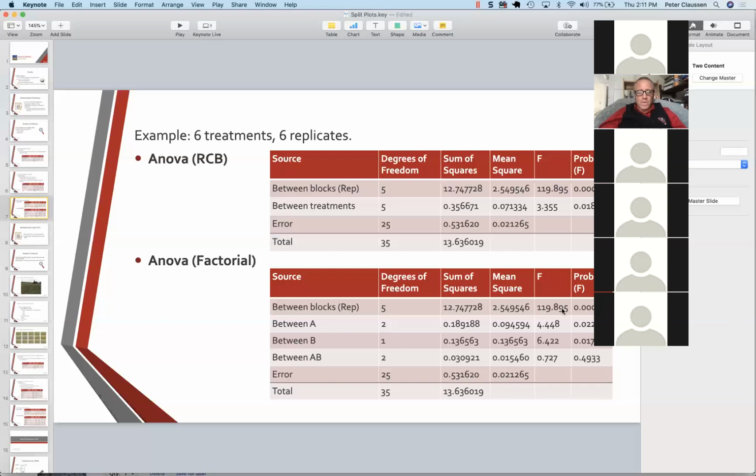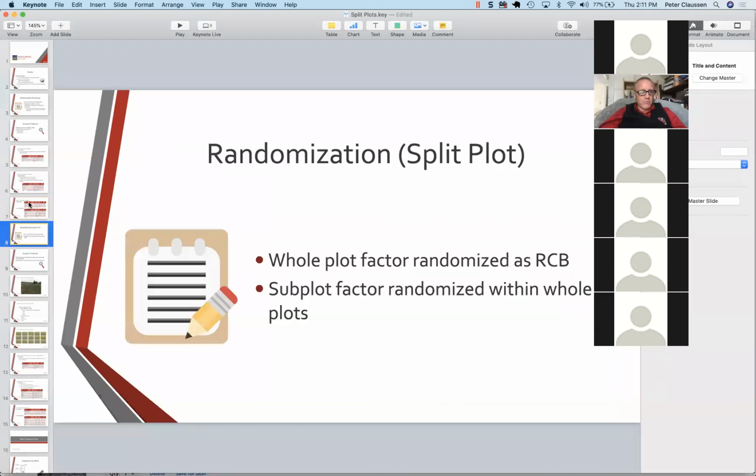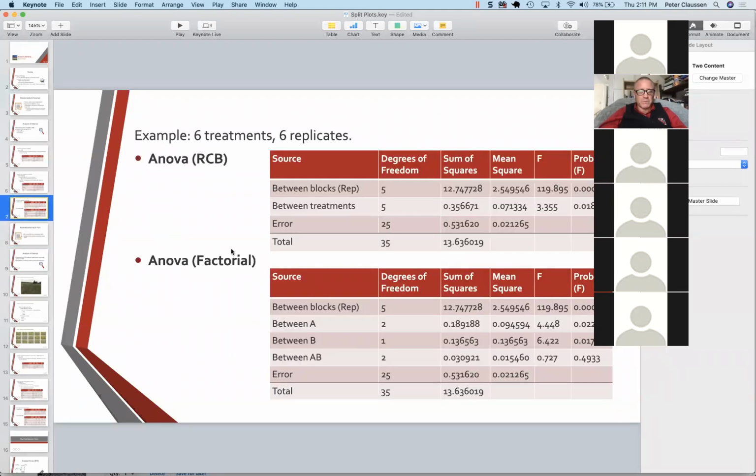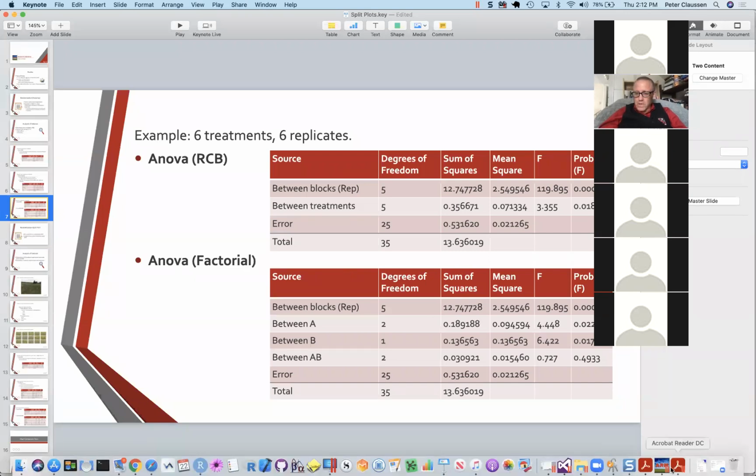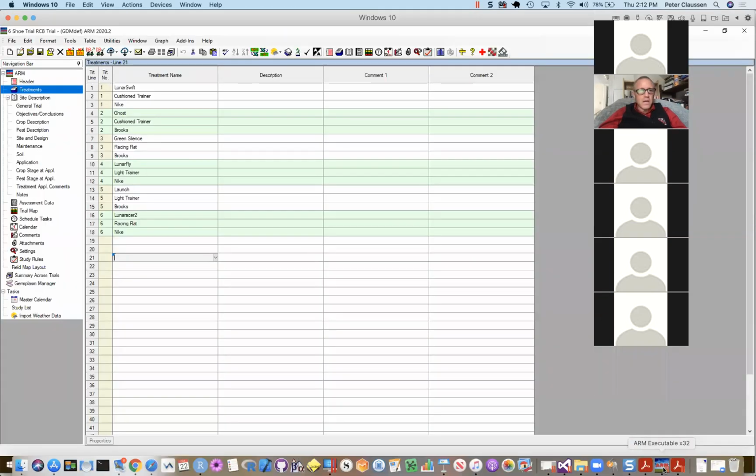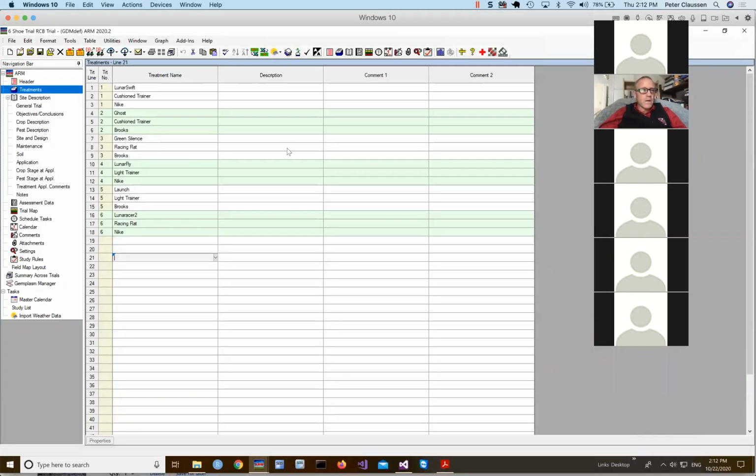Okay. So this should be a fairly brief review of that. And before we move on to the split plot part, let's go ahead and look at an experiment that I've used before that illustrates the benefits of factorial designs. So I have on my machine, and I hope you now see, it should say 6 shoe trial RCB.